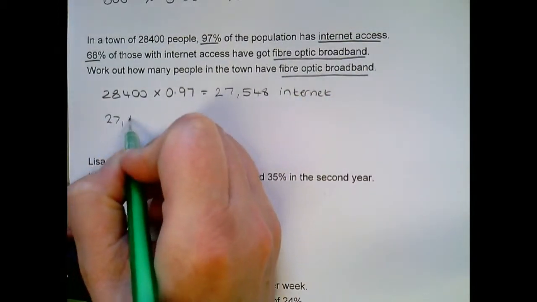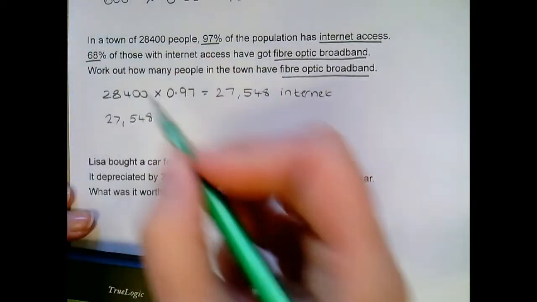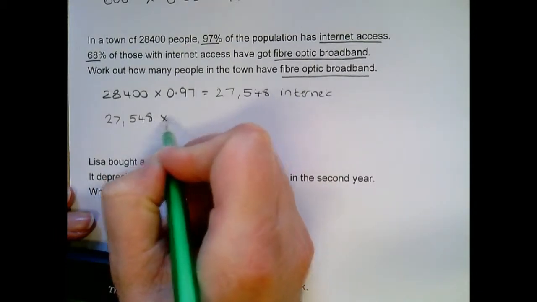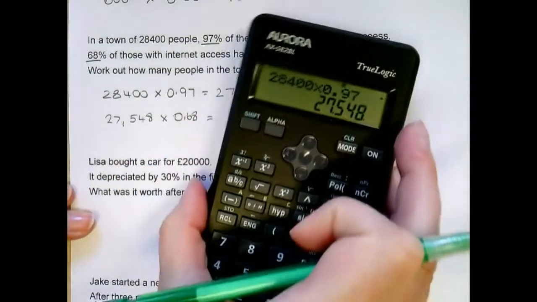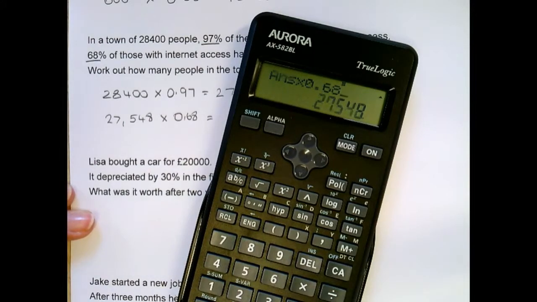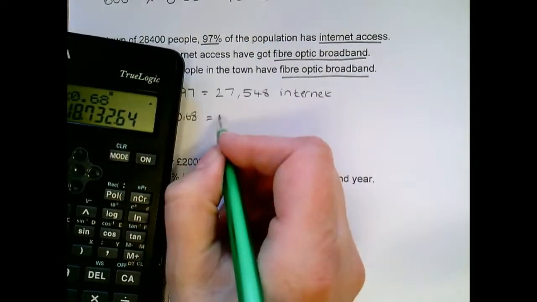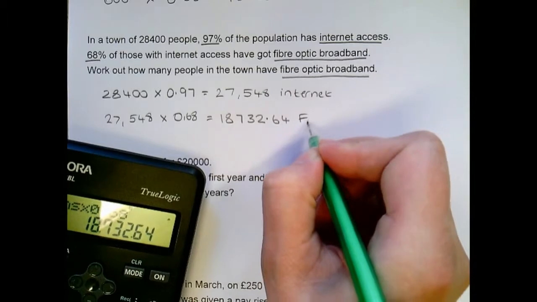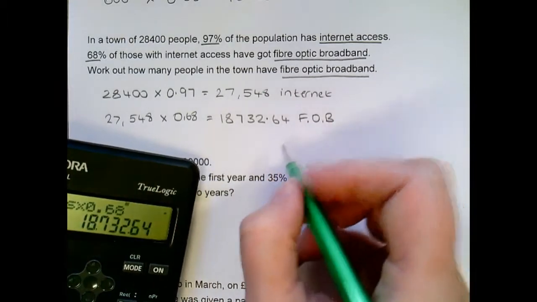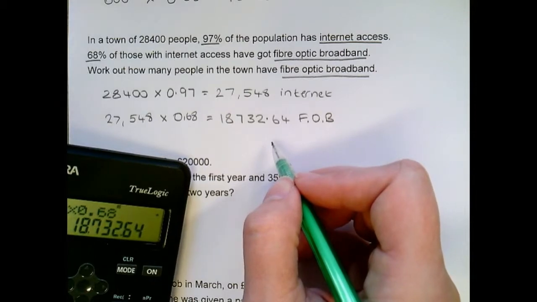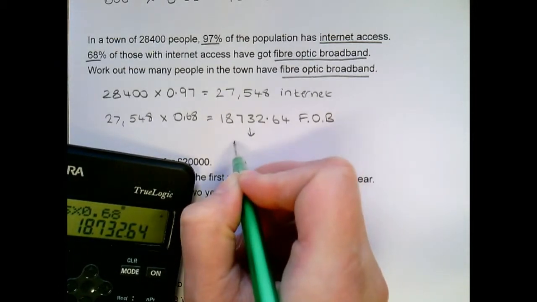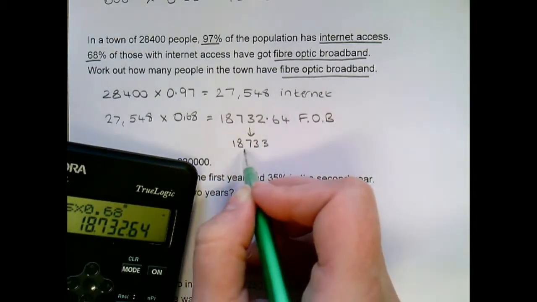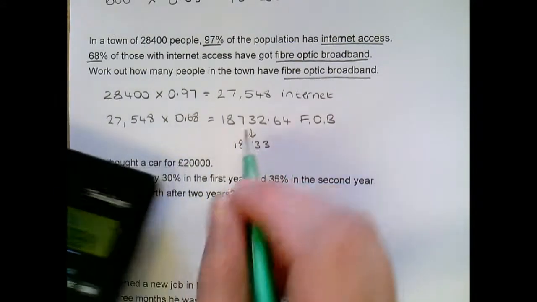And then you would need to take the 27,548 and we need to find 68% of those, because 68% of these people have also got fibre optic broadband. So times by 0.68 would find you 68%, so keep that in the calculator, times by 0.68. And that gets you 18,732.64 people have fibre optic broadband. Because this is to do with the number of people, they might say for you to round it to the nearest whole person, in which case you would round that 2 at the end up to 3 because it's got the 6 after it. So 18,733 people have fibre optic broadband.